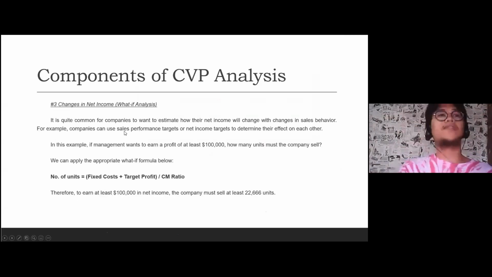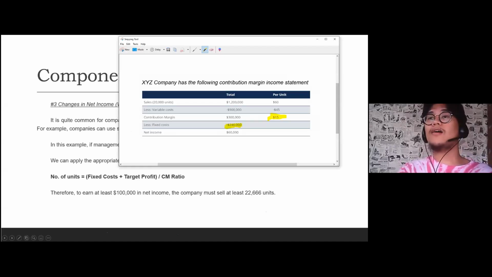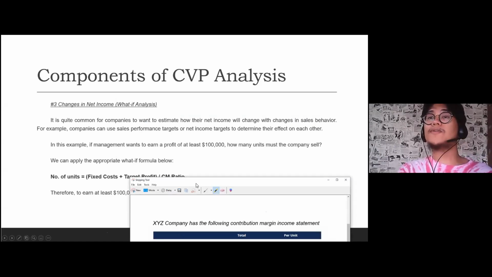Next, we also have your changes in net income. We can also call this your what-if analysis. It is quite common for companies to want to estimate how their net income will change with changes in sales behaviors. For example, companies can use sales performance targets or net income targets to determine their effect on each other. So in this example, if the company wants to earn a profit of at least $100,000, how many units must the company sell?